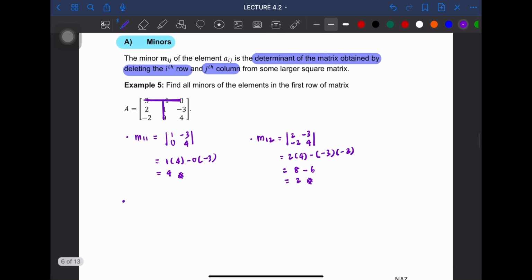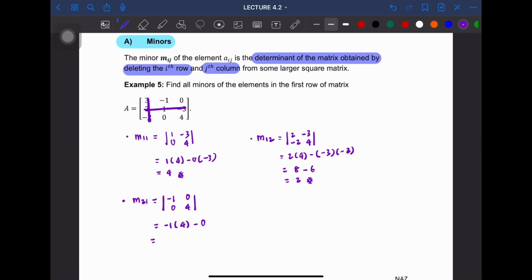Let's try another example. Let's say we want to find M21, minor 21, meaning we have to delete the second row and the first column. What's left are the elements negative 1, 0, 0, 4. By using the formula ad minus bc, we have negative 1 multiplied by 4 minus 0, so we get negative 4.